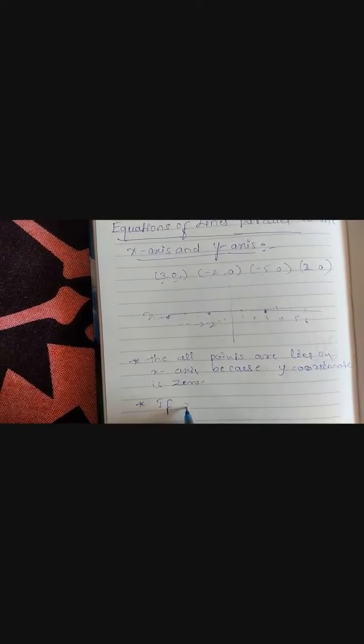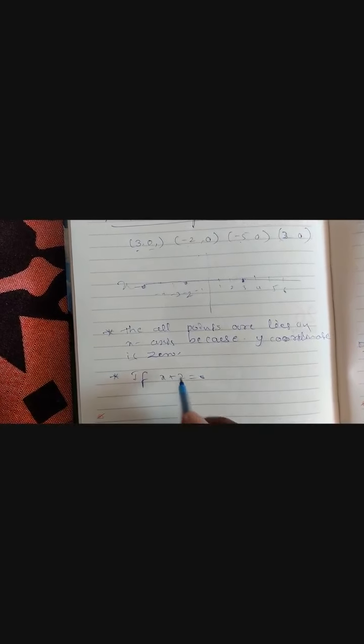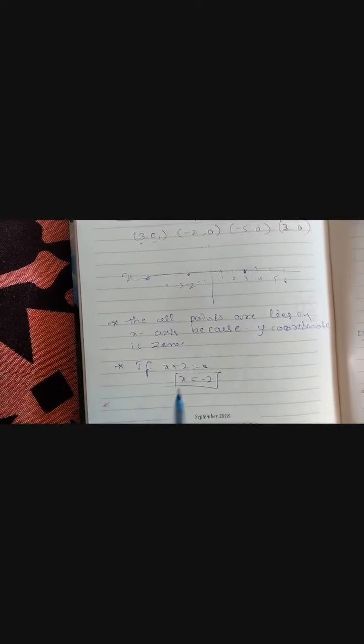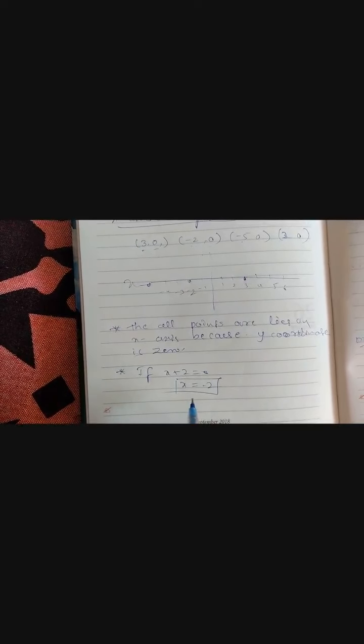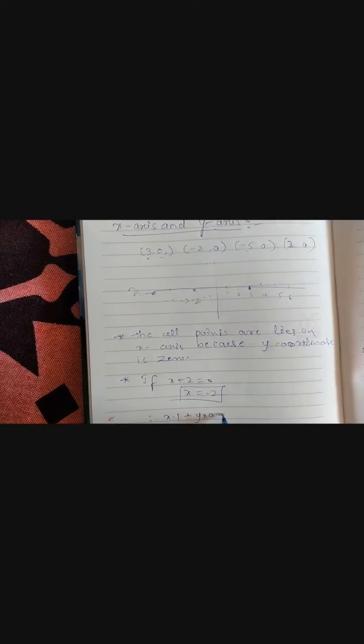See one more point, children. If x plus 2 is equal to 0, this is a linear equation in one variable. Correct. So can you tell me how many solutions it has? We know that for one variable, x is equal to minus 2. It has only one unique solution. But how can this be represented as a linear equation in two variables? So we'll write it as x into 1 plus y into 0 plus 2 is equal to 0.